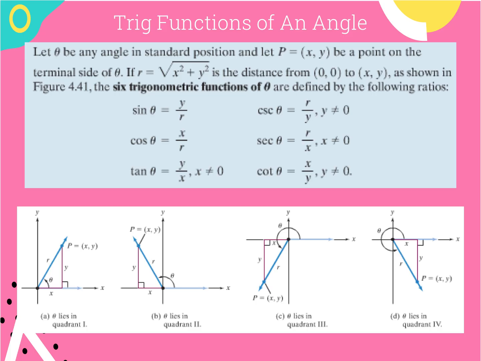So up here we see let theta be any angle in standard position and let the point P be a point on the terminal side of our angle, right? So if you look at our graphs at the bottom here, we have 4 graphs. We have one in quadrant 1, 2, 3, and 4. Notice that no matter where you plot a point in the coordinate plane, you can always connect the origin to that point and treat that as the terminal side of your angle theta. And remember, standard position just means you have an initial side on the positive portion of your x-axis, right?